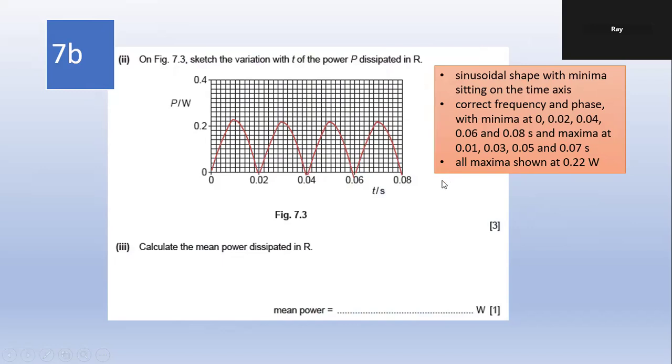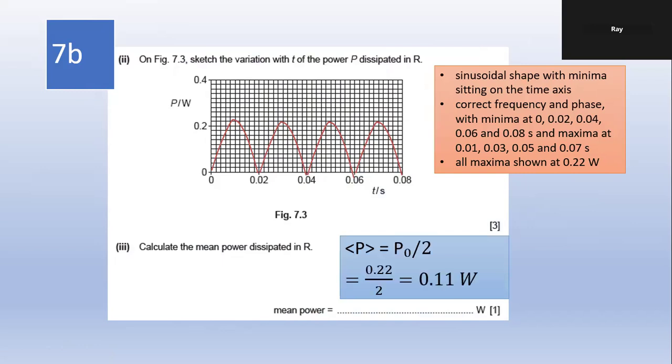Calculate the mean power. How to calculate the mean power? V naught is 0.22. Half maximum power. Okay.